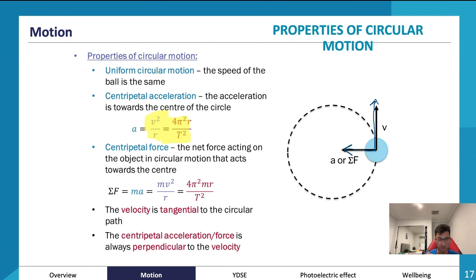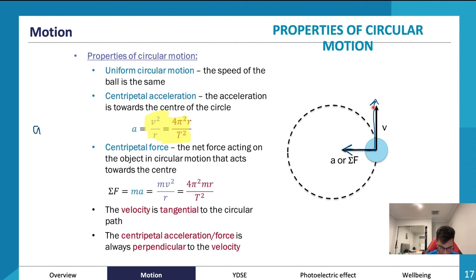Cool. And the way you can calculate net force, because we know the acceleration, is that force is just mass times acceleration. If this is our acceleration, then the force would just be these formulas times the mass. Another thing you have to keep in mind, because the direction is always changing, the velocity is always changing, because velocity is a vector. It has a magnitude and a direction. And because the direction of the velocity is always changing, velocity is always changing.